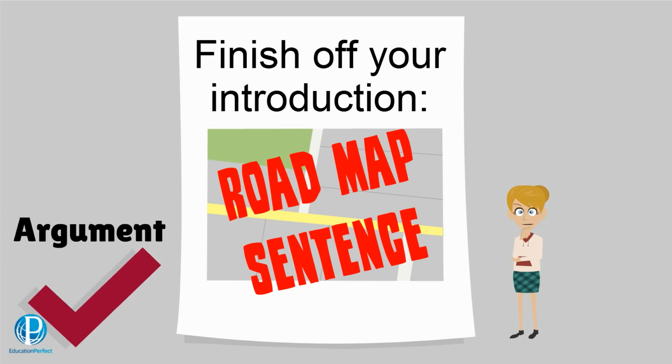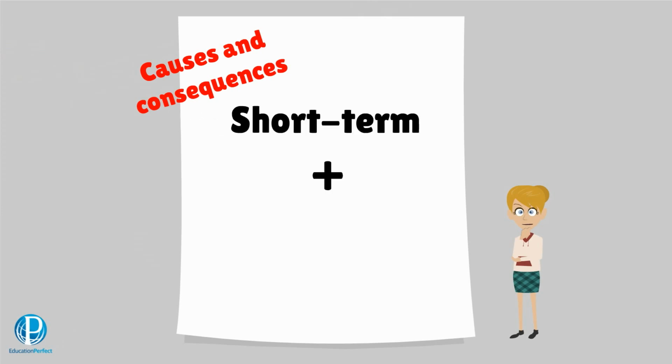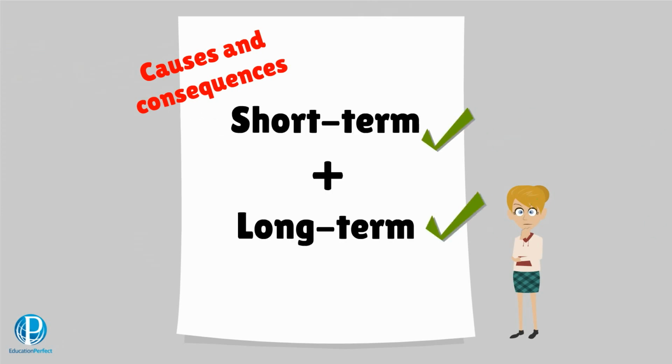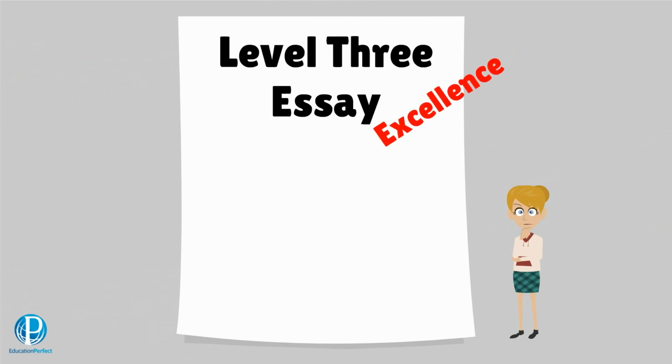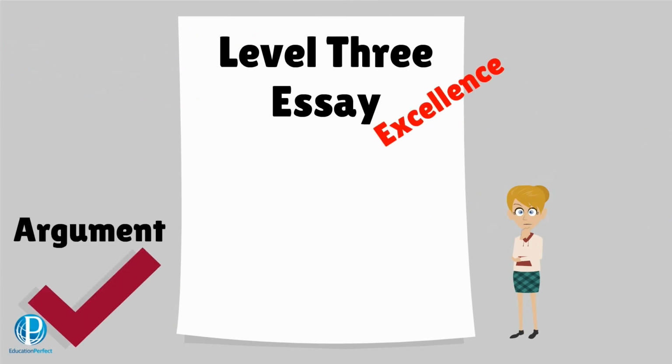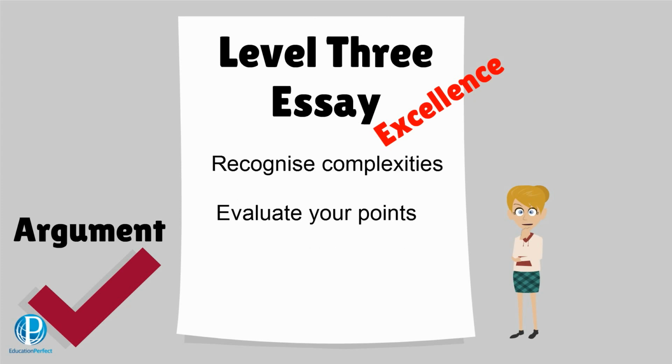You will also need to outline your arguments here. Remember, Level 3 essays require you to talk about short-term and long-term causes and consequences. You also need to talk about which ones are more important. Make sure you highlight this in your introduction. If you want to reach an excellence grade, you'll need to develop an argument. Your argument needs to recognise the complexity of your conclusions. This means that you will evaluate the points you have made, and maybe even highlight scholarly debate or bring in counter-arguments. Make sure to outline this argument in your introduction.